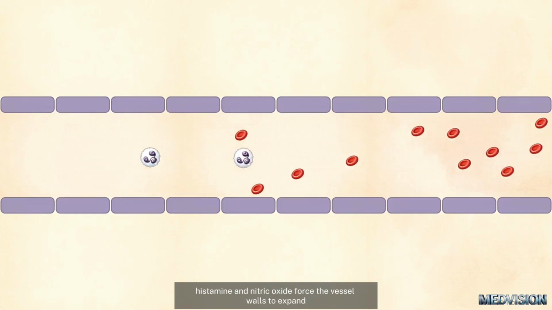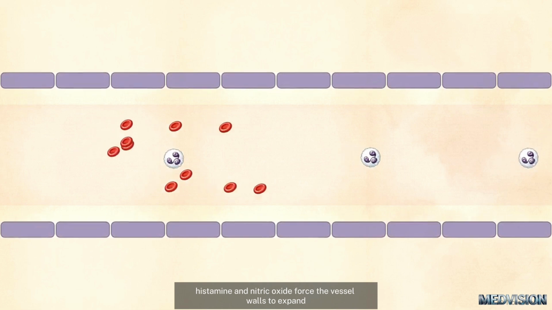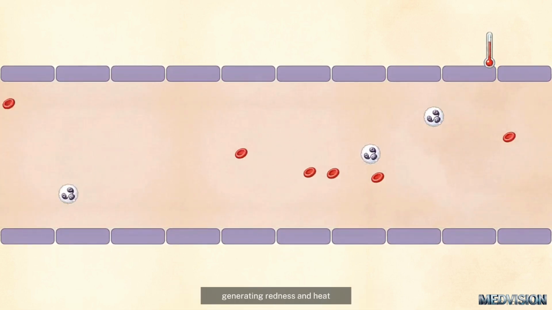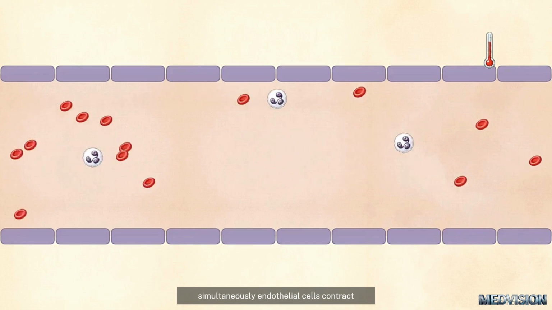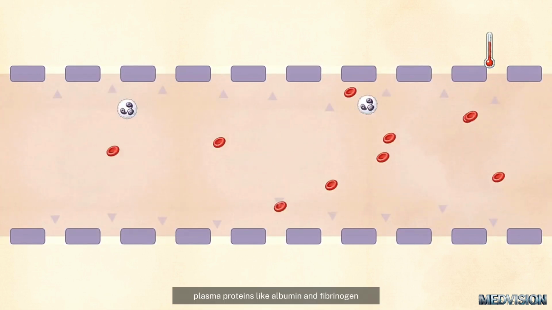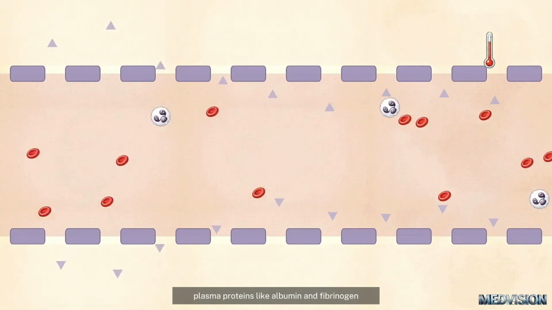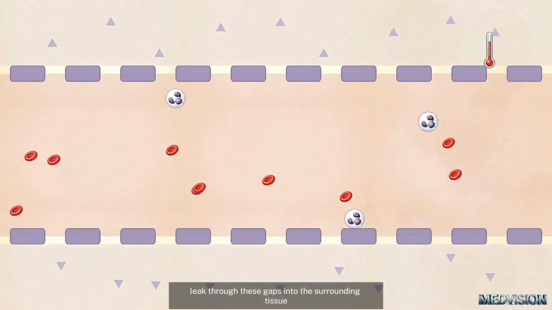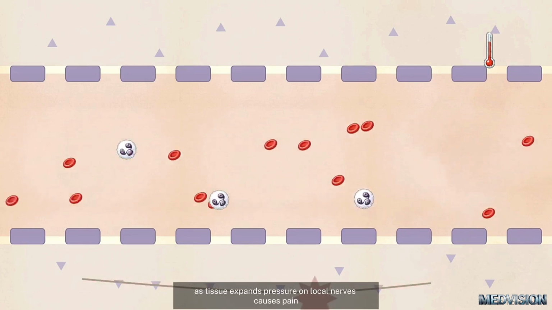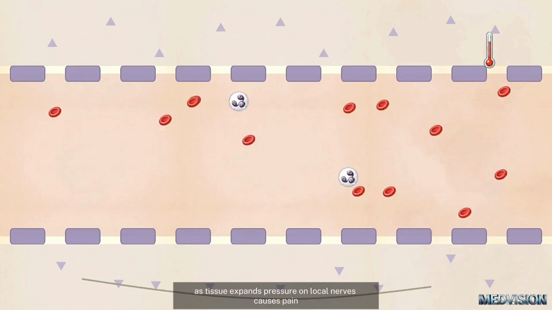Histamine and nitric oxide force the vessel walls to expand. This vasodilation increases local blood flow, generating redness and heat. Simultaneously, endothelial cells contract, creating microscopic gaps. Plasma proteins like albumin and fibrinogen leak through these gaps into the surrounding tissue. This leakage results in edema. As tissue expands, pressure on local nerves causes pain.